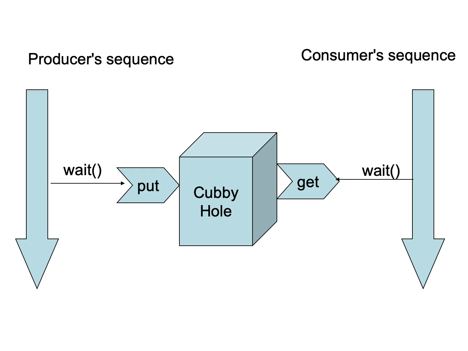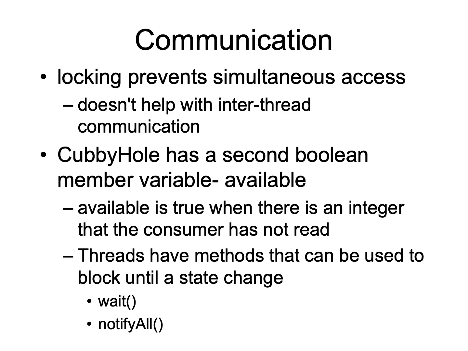So the sequence now looks something like this. We have a producer, and they put something in the cubbyhole, and then the consumer calls get. The producer is over here waiting until get's called, and then the consumer is waiting until put's called, and it all kind of works. That locking prevents the simultaneous access, but it doesn't help with the communication. The producer and the consumer still don't know when the lock is ready.